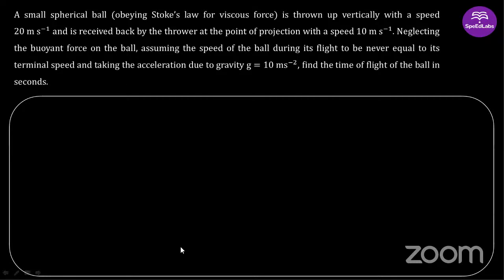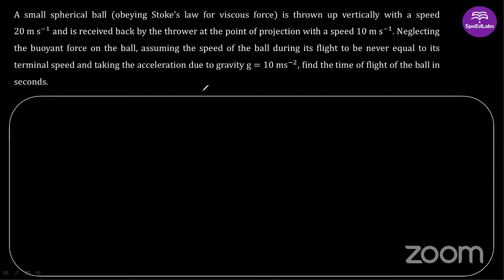A small spherical ball obeying Stokes' law for viscous force is thrown up vertically with a speed of 20 meter per second and is received back by the thrower at the point of projection with a speed of 10 meter per second. Neglecting the buoyancy force on the ball, assuming the speed of the ball during its flight to be never equal to its terminal speed, and taking the acceleration due to gravity g equal to 10 meter per second square, find the time of flight of the ball in seconds.